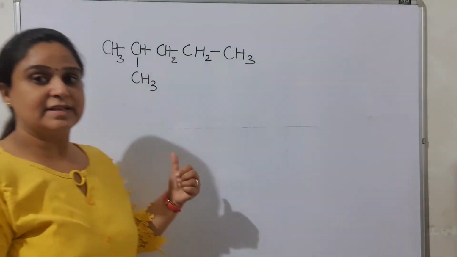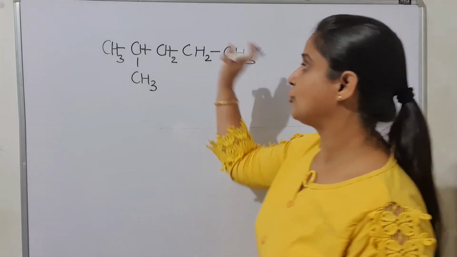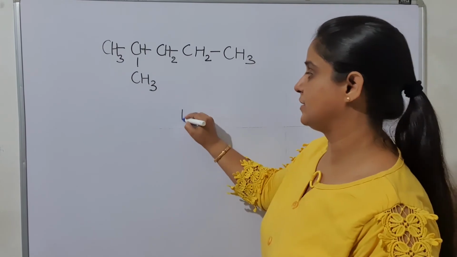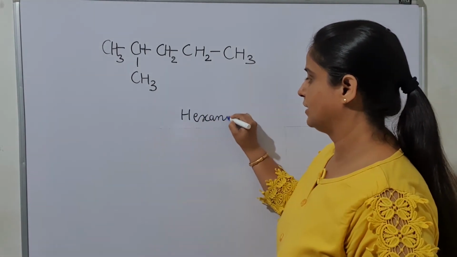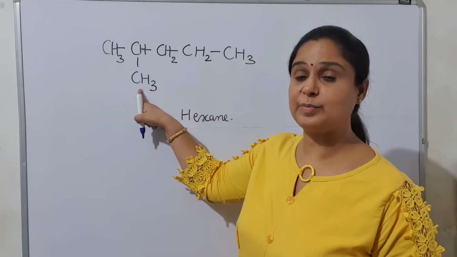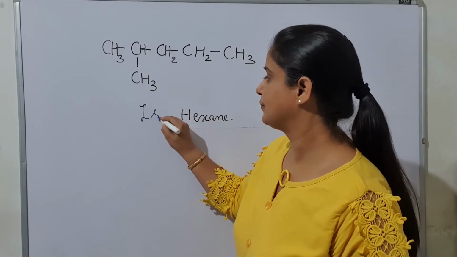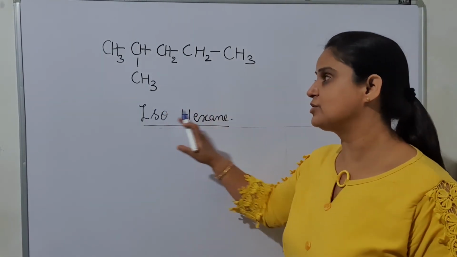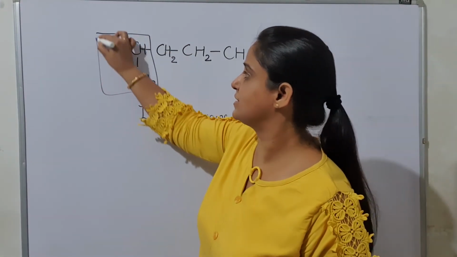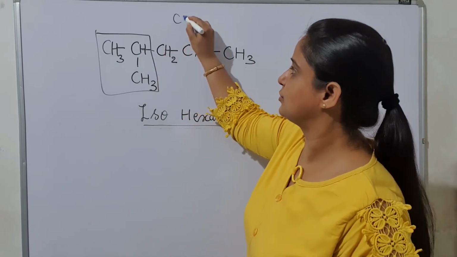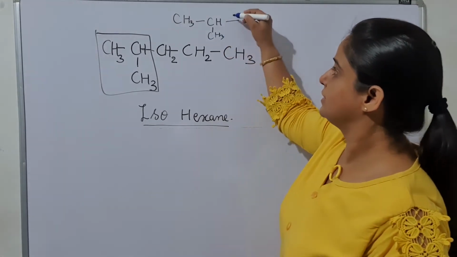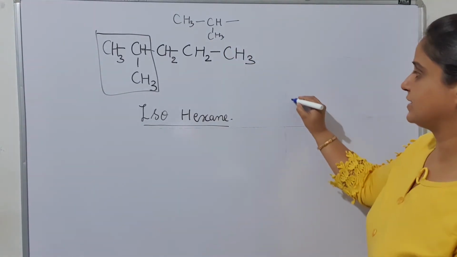Look at this compound. In this compound, how many carbon atoms are there? 1, 2, 3, 4, 5, 6. So 6 carbon atoms means it is hexane. And just because here at the second carbon there is a methyl group, I will name it as iso. So this compound is isohexane because this group is present here. This is iso group: CH3, CH, single bond, CH3. This group is iso group. Okay, let's take one more example.